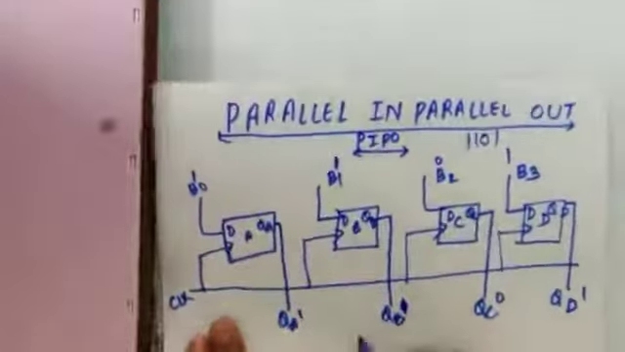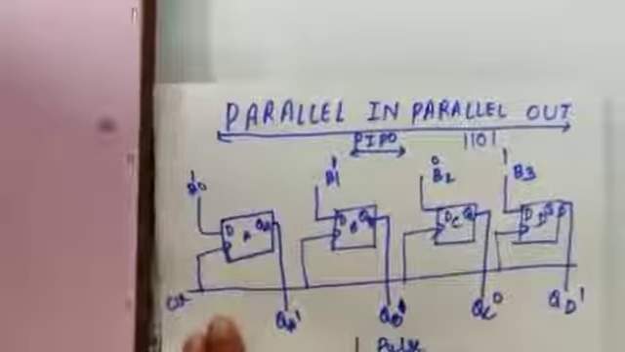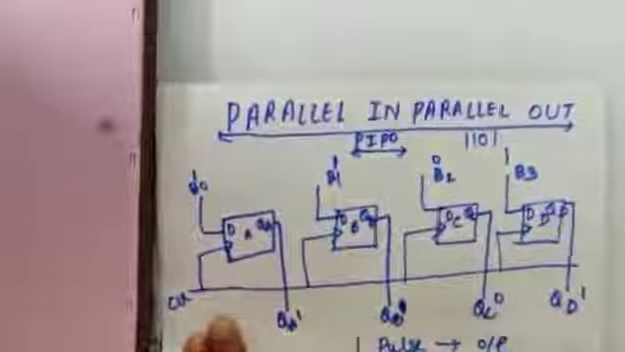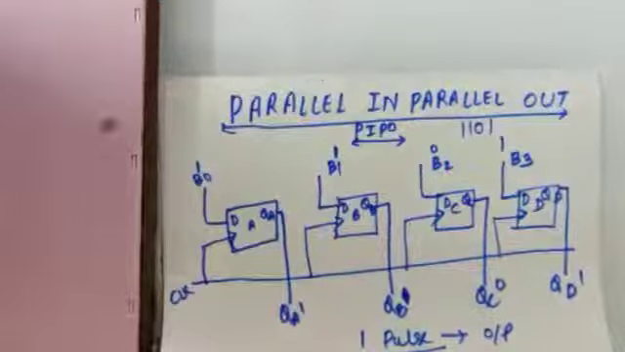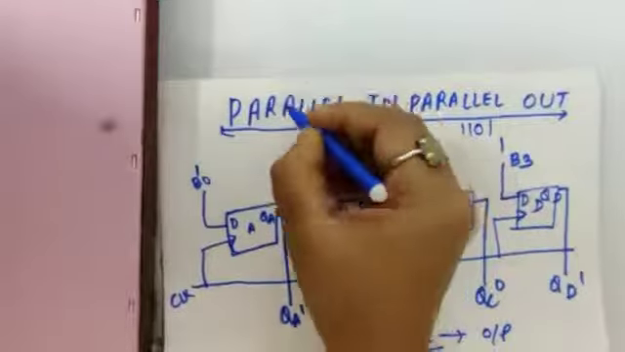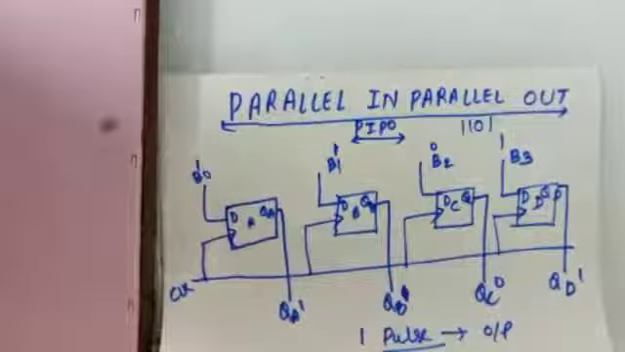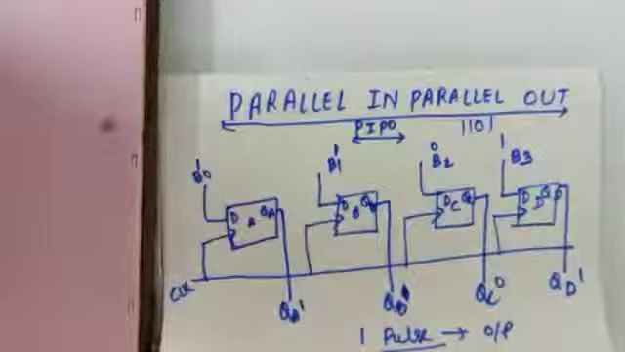So just after applying one pulse, you will get the output. You will store the data and you will get the data. So just after applying one clock pulse, you will get the data. So this is the fastest register that we generally use in computer organization, because as you supply the data, you will get the data across the outputs. So this is the parallel in parallel out shift register.